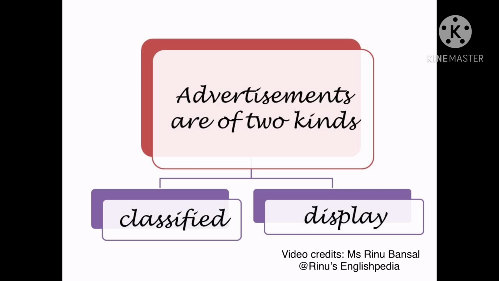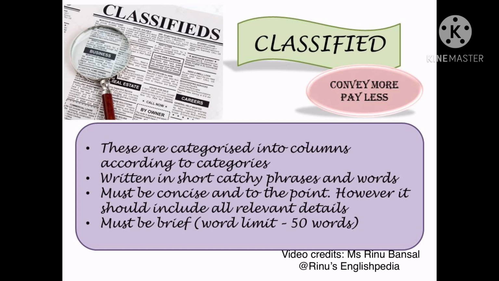Advertisements are of two kinds, classified and display advertisements. In this video, we are basically going to cover the classified ads. Classified ads cost a lot of money when you want to get them printed in a newspaper or a magazine. So the art in writing classified ads is to convey more and pay less by writing less.